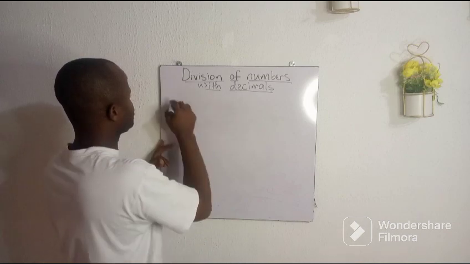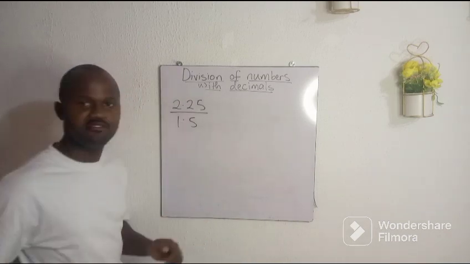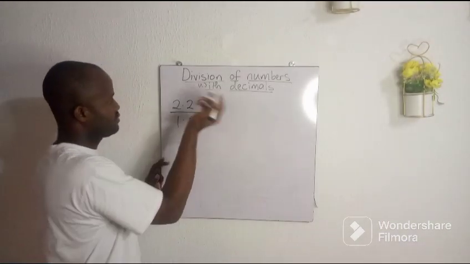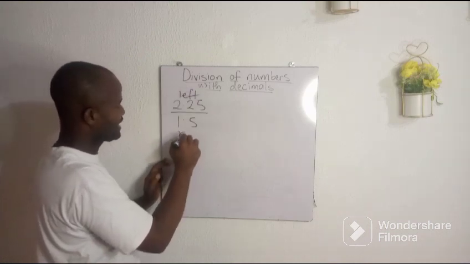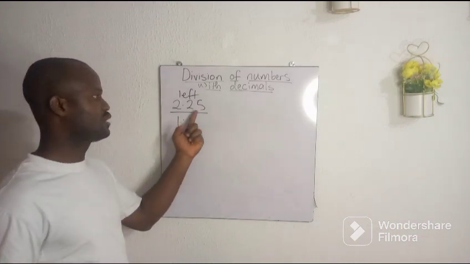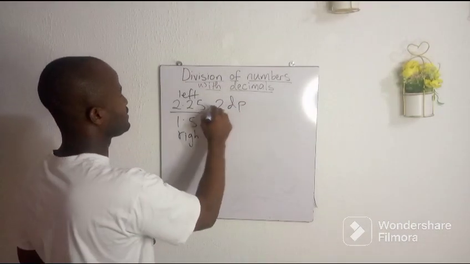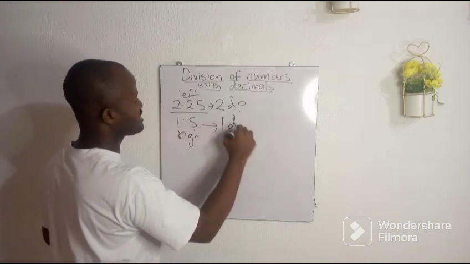Let's solve 2.25 divided by 1.5. Simple. I'm going to write left here, and I'm going to put my right here. How many decimal places can I see here? I see 2 decimal places. How many can I see here? I see 1 decimal place.